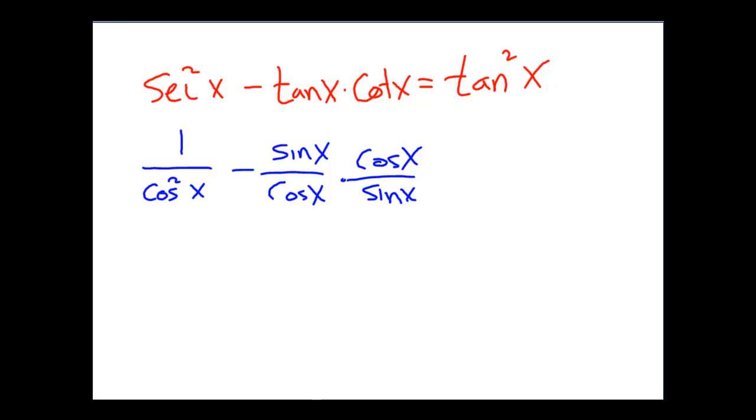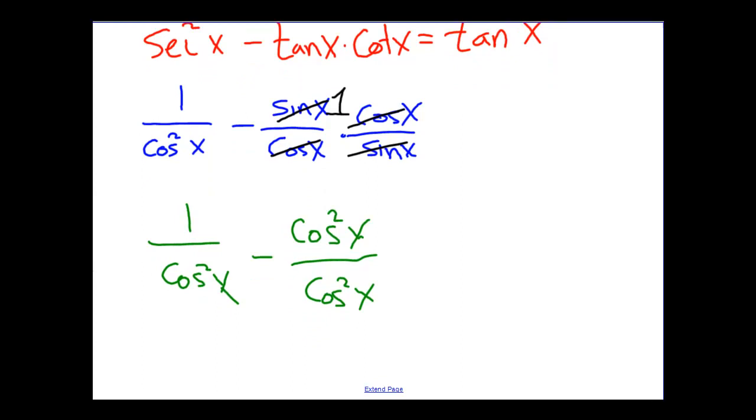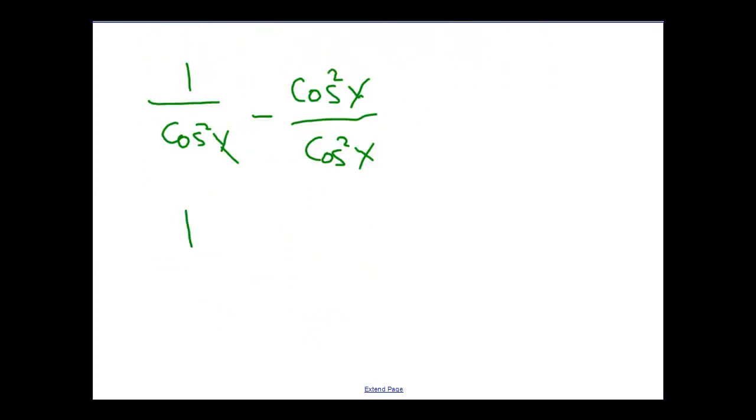So we can see some nice things happen here right away. The cosines can cancel out, the sines can cancel out, which just leaves me with a 1 here. If we now go ahead and simplify things a little bit, I have 1 over cosine squared x minus 1, and now let's write this 1 with the common denominator of cosine squared, so we can combine these two terms together. So we have 1 minus cosine squared x over cosine squared x here. These have a common denominator, so I can combine these together. This looks like 1 minus cosine squared x over cosine squared x.